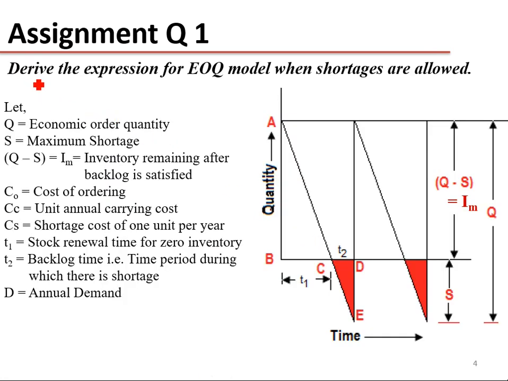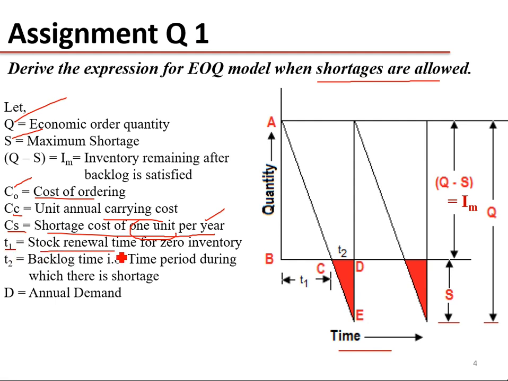Next I'm going to discuss with you how to derive the expression for the EOQ model when shortages are allowed. For this, on the y-axis we put the quantity, and the x-axis, as you all know, is the time axis. All the notations I have explained: Q is the economic order quantity, S is the maximum shortage, CO means cost of ordering, CC means the annual carrying cost, and CS is the shortage cost of 1 unit per year. This is important, 1 unit per year.